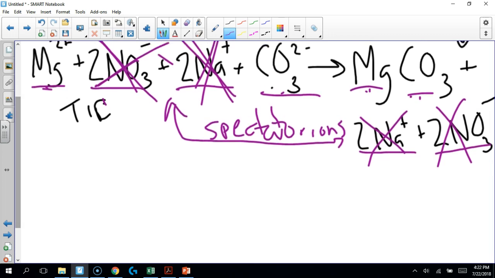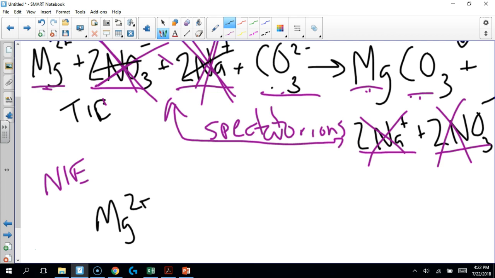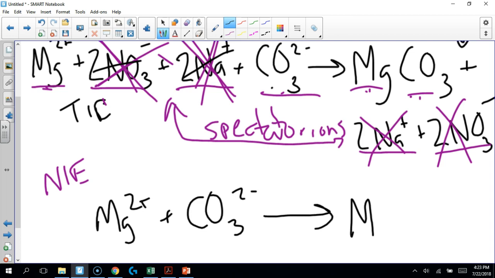So now we're going to do step 3 here, where we write the net ionic equation. And the net ionic equation is going to be Mg2 plus, we skip the things that were crossed off, plus CO3 2 minus, and that's going to react to form MgCO3. And there you have it.